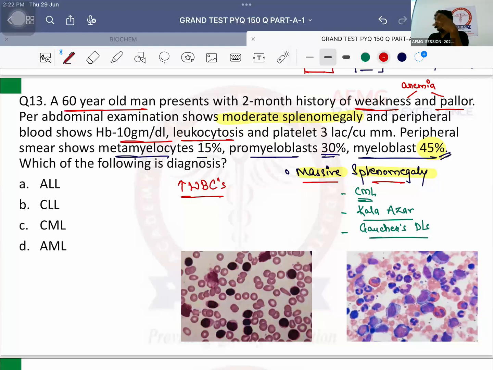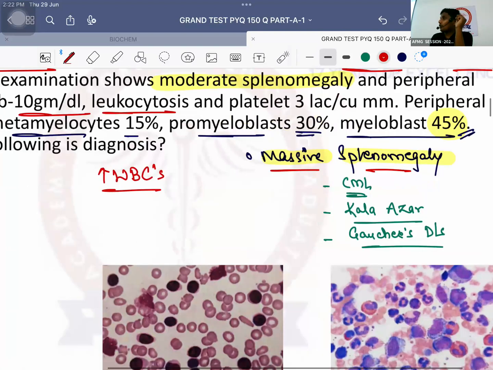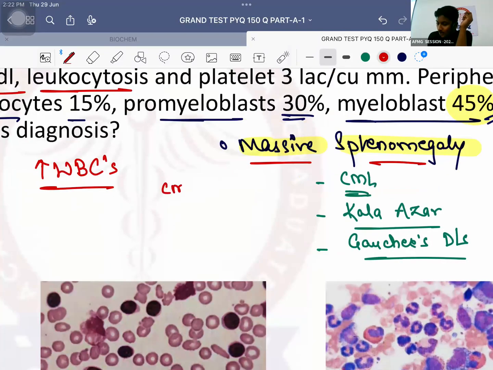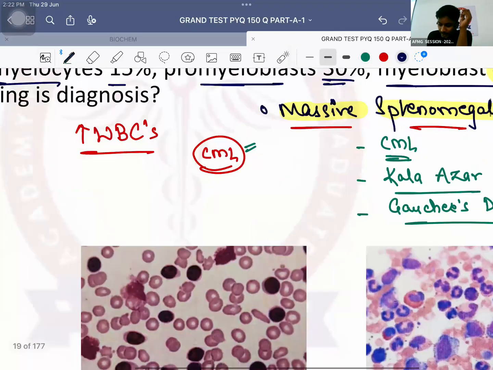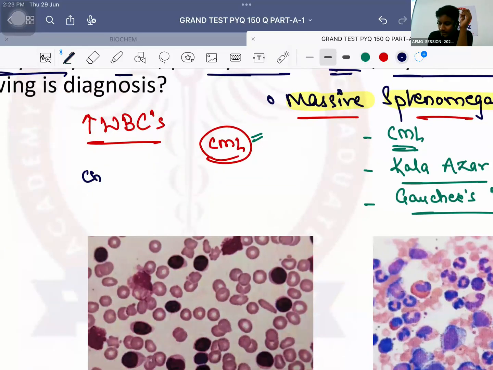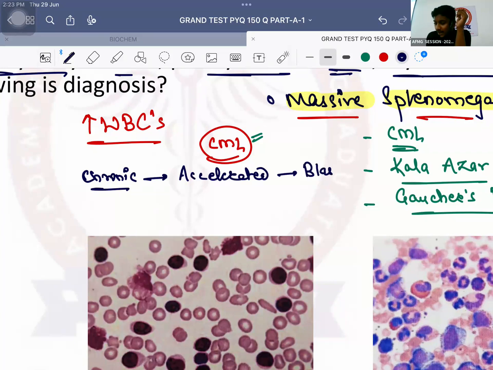Important is it can be a case of acute myeloid leukemia, but important is in a case of chronic myeloid leukemia also, please remember, because in acute myeloid leukemia, we do not have moderate to massive splenomegaly. In cases of chronic myeloid leukemia also, I hope all of you are quite aware, there are three phases, right? First is the chronic phase, then it goes into the accelerated phase, and finally it lands up into blast crisis.